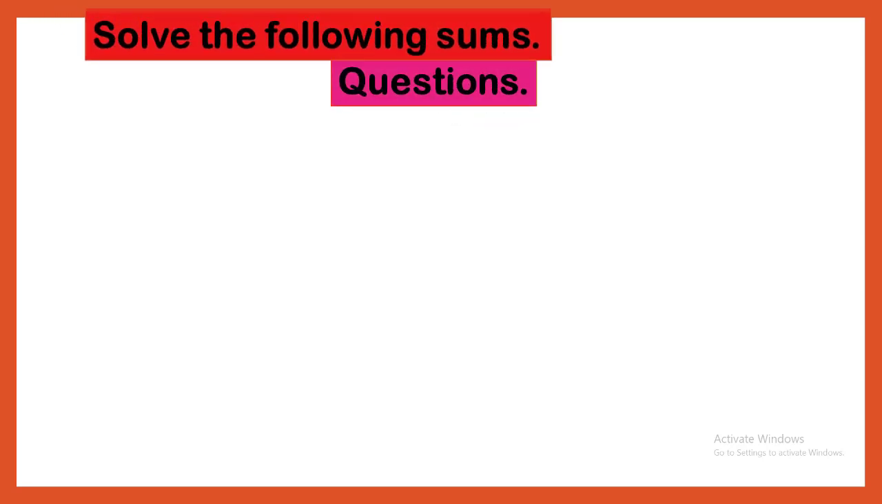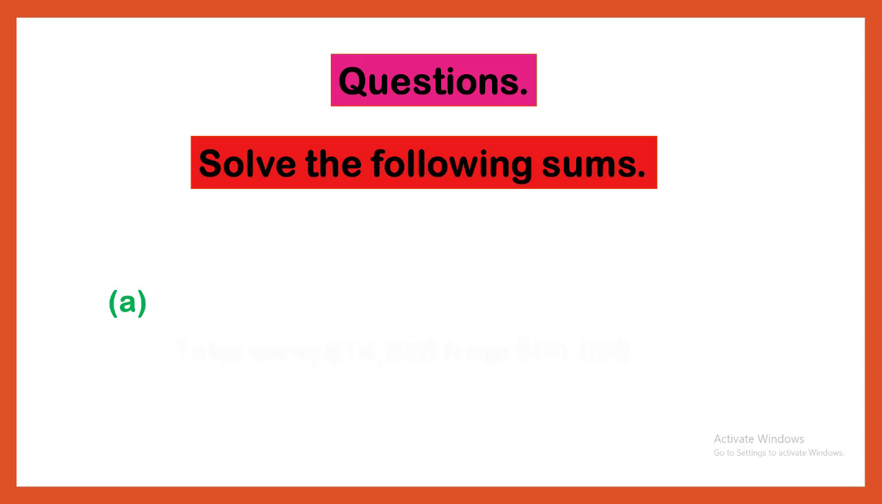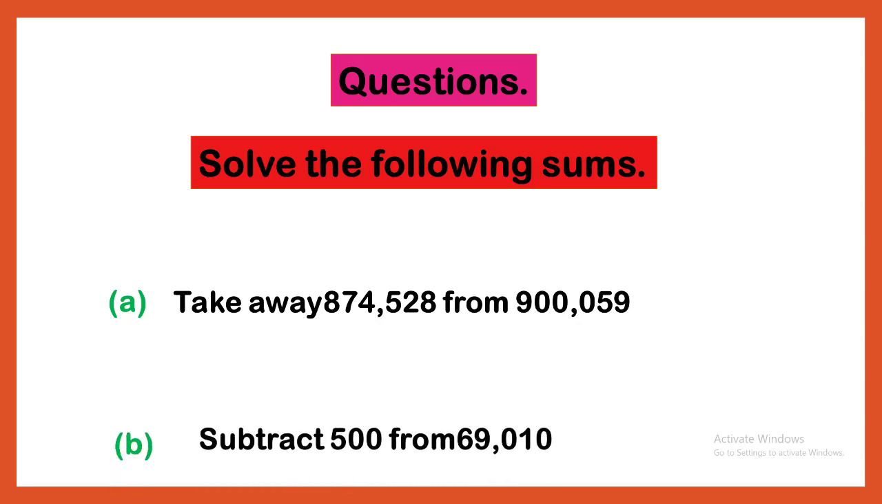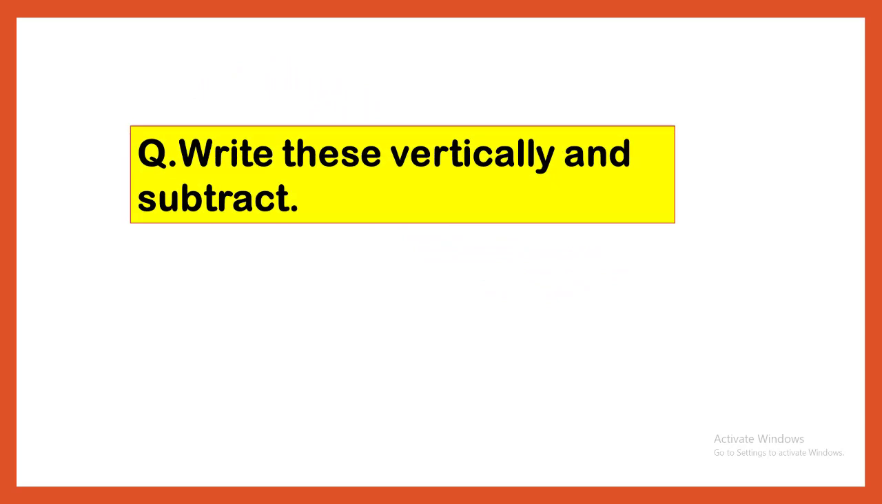Now it is your home assignment time. You have to solve the following questions. First one is take away 874,528 from 900,059. Second one is subtract 500 from 69,010. The next question, write these vertically and subtract. First one is 200,031 minus 189,764.